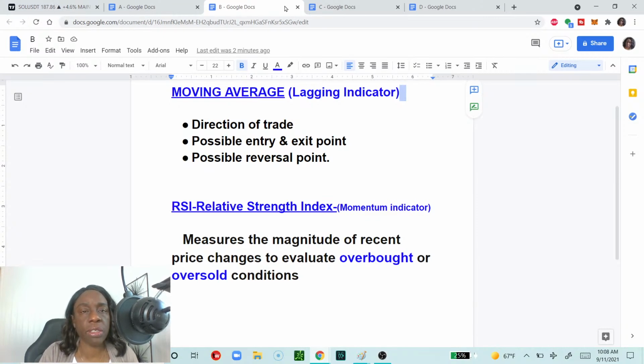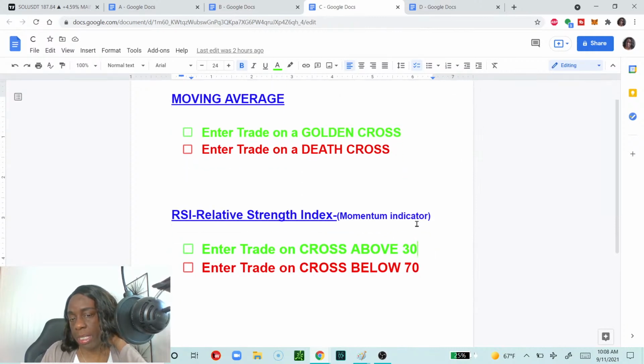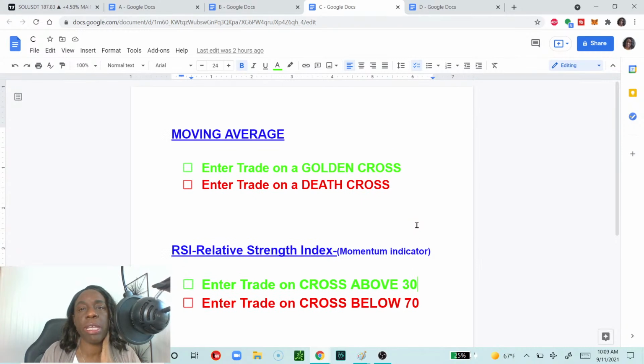So that's my first slide, second slide, third slide. So the moving average, and I've put some colors in here. When we see green, we're talking about going long. And when we see red, it's about going short. So the moving average, all in all, yes, it shows you the trend. It also can inform you of entry and exit points.